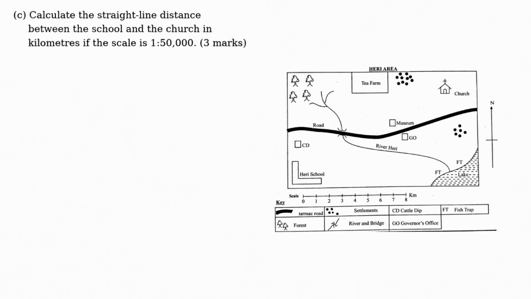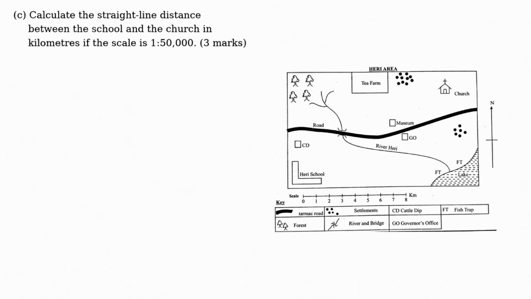Now question 21C. Calculate the straight line distance between the school and the church in kilometers if the scale is 1:50,000. So here you are supposed to calculate the distance between the church and the school, and you can take something like a string and then measure the distance. I cannot measure here, but once it is printed, it is easy to measure. I'm just going to show you how you should go about it.